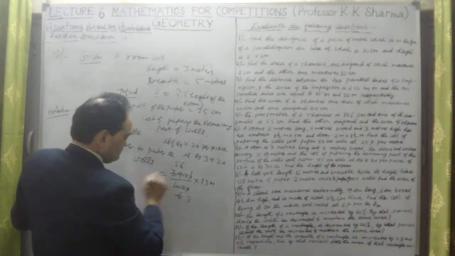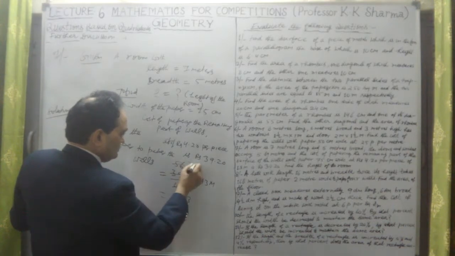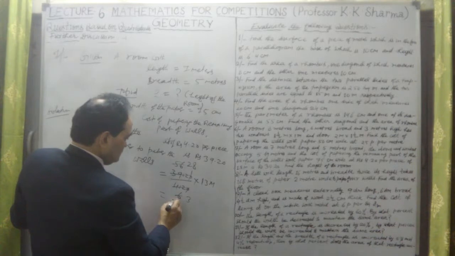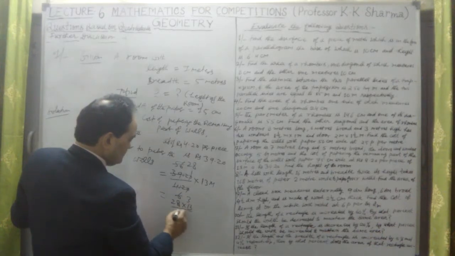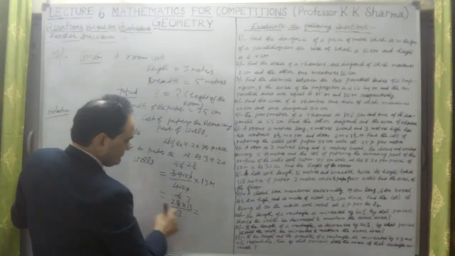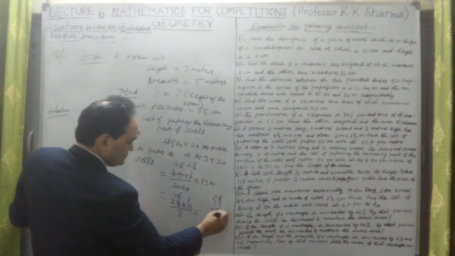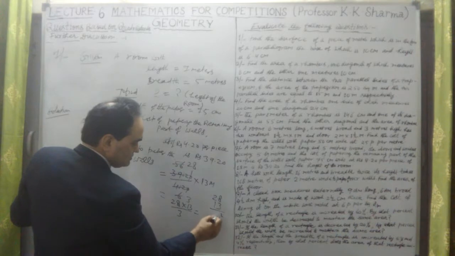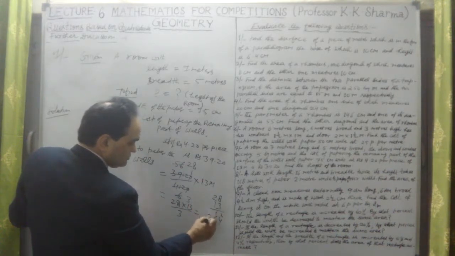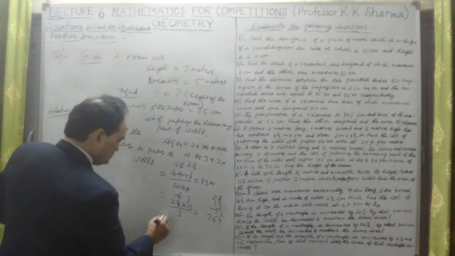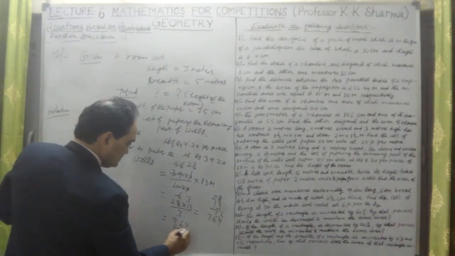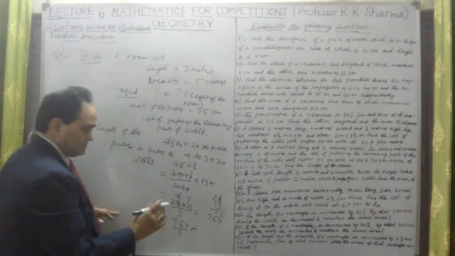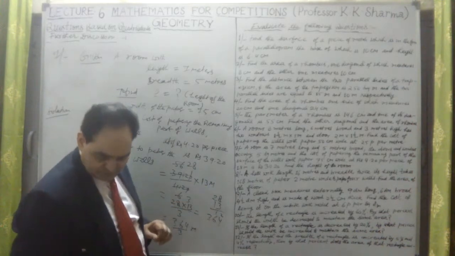Now by 2, 2 3 is 6, and 2 2 is 4, 2 8 is 16, so 28 into 13 by 3. Let me multiply 13 into 28. 8 3 is 24, 4, 2 carry, 3 2 is 6 and 8, 14 and 2 16, 6, 1 carry, 2 1 is 2 and 1 is 3, so 364 by 3. This is equal to 364 by 3, the meter length of the paper.